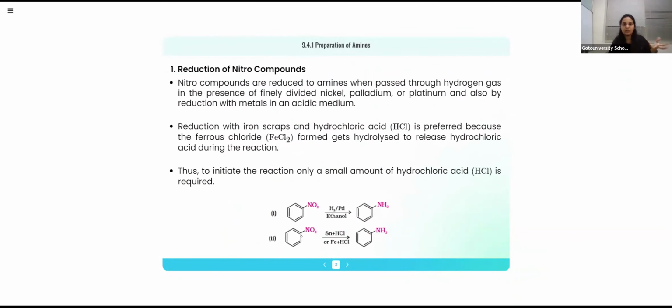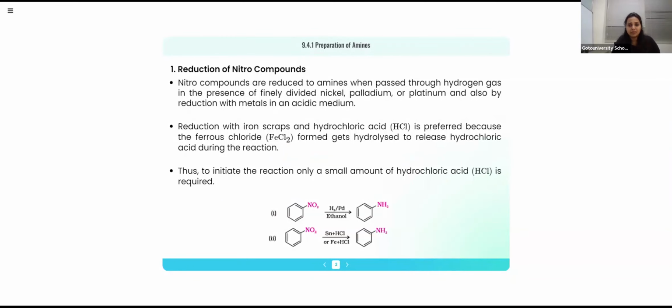What are the preparation methods I told you? First one is reduction of nitro compounds. Normally a nitro group is there. The nitro compound on reduction, meaning we have to react it with hydrogen in presence of a catalyst like nickel, platinum or palladium. Then they will produce the corresponding amines. Reaction with iron scraps and hydrochloric acid is preferred because the ferrous chloride formed gets hydrolyzed to release hydrochloric acid during the reaction, as I told you. To initiate the reaction, only a small amount of hydrochloric acid is required. The same thing I told you. Okay, so clear, right? Yes.